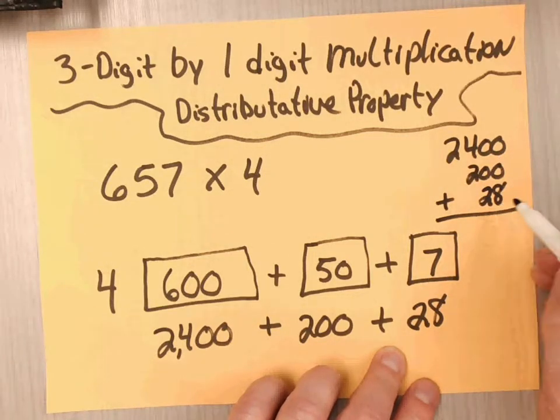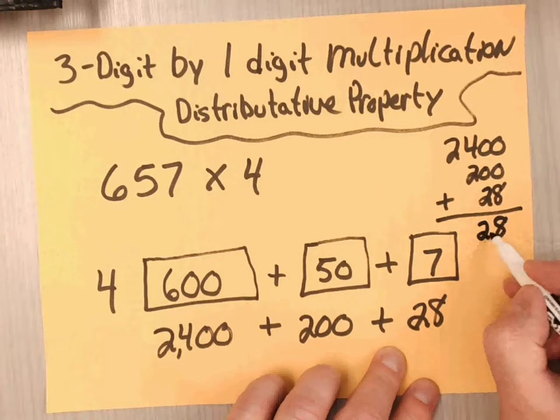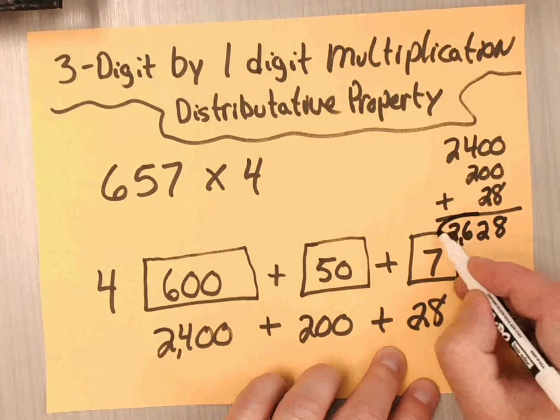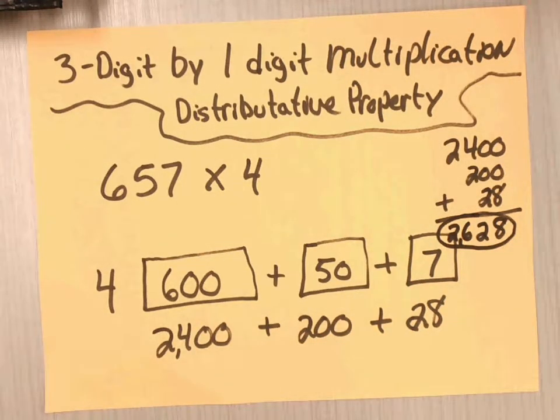and then it causes them to get the wrong answer. So when you go ahead and add that, you have an 8, you have a 2, you have a 6, and you have a 2. So the answer should be 2,628.